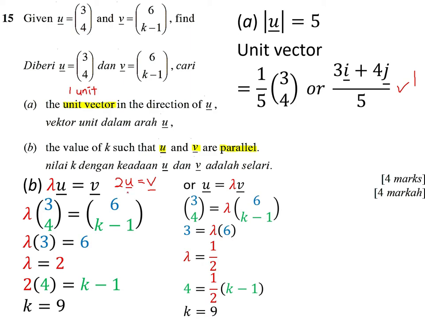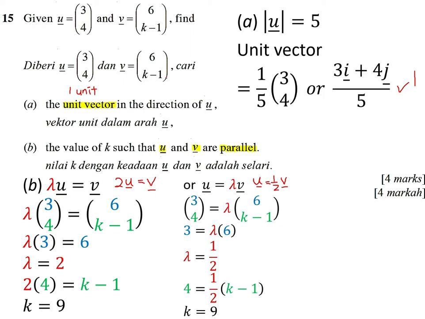That's why for the first condition, we get lambda 2. Why? Because v is 2 times u. But for the second condition, we get u equals 1 over 2 v. Correct? We understand this one as u is half of v. Same meaning, right?